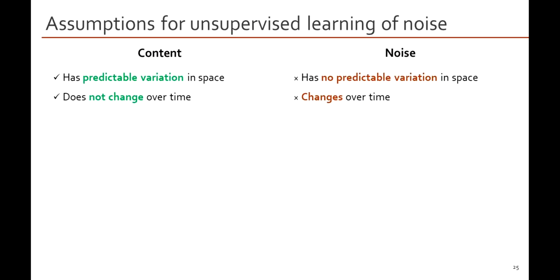And these rely on just two assumptions for what noise is. So here we view content as something that has predictable variation in space, and that signal doesn't change over time. If I measure the same thing twice, content is not going to move. Noise, on the other hand, is random. It shouldn't have any predictable variation to it, and it changes over time. I don't get the same noise back.